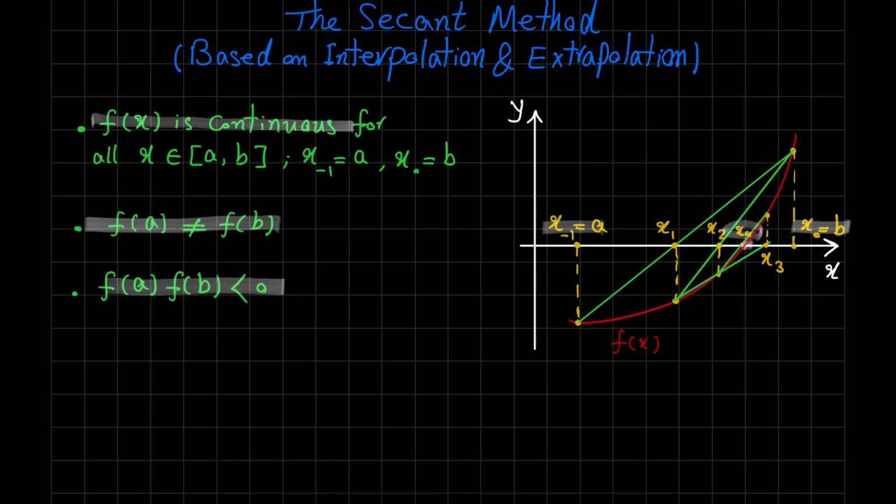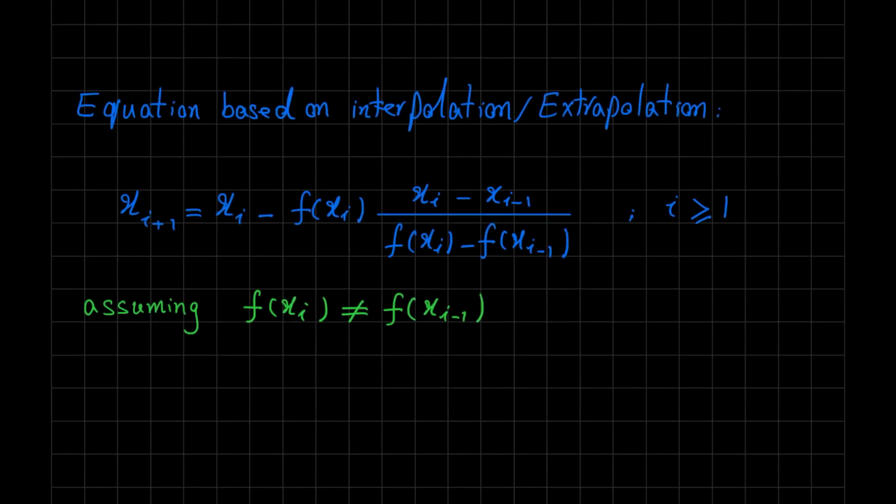The difference between the secant method and the false position method will be illustrated later. But pretty much this is the fundamental of the secant method. The equation that we use for the secant method is shown here. It is based on interpolation of 2 points for the line, pretty much similar to what we obtained for the false position method.